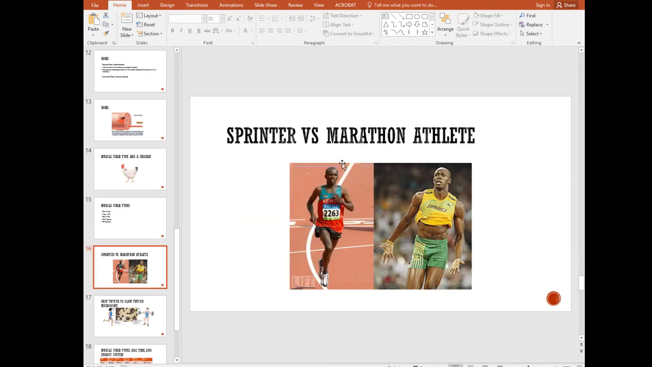So this would be a marathon runner. So we have a Kenyan here. The Kenyans have a genetic gift because of where they lived. So in 1988, I believe that's when the Kenyans came in. Before that, endurance events were dominated by Europeans. But the Kenyans live at high altitude, and they have more mitochondria within their cells.